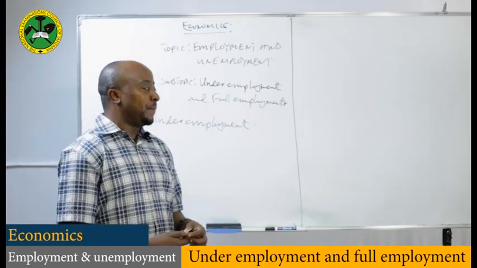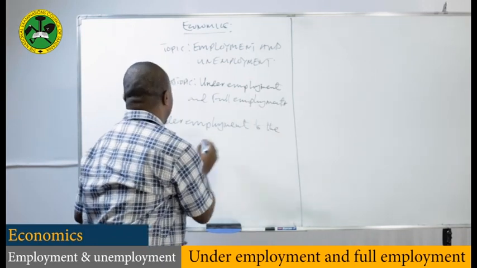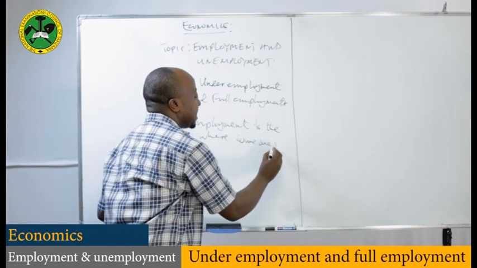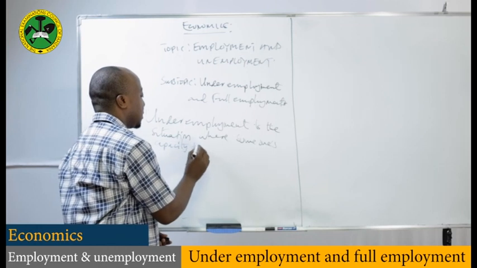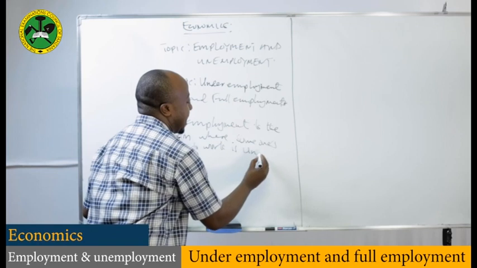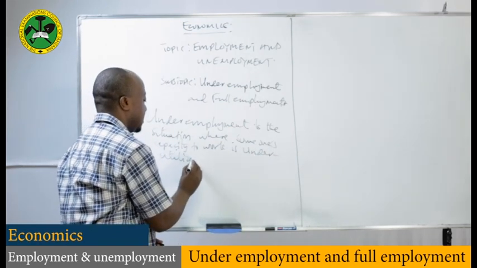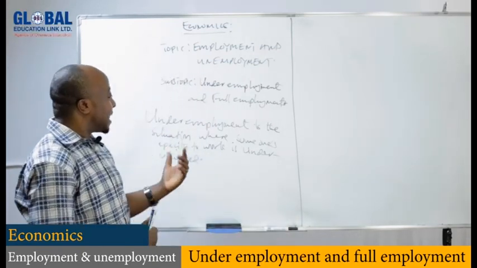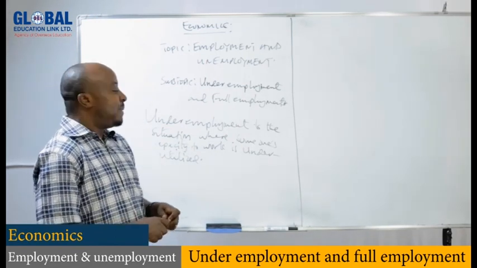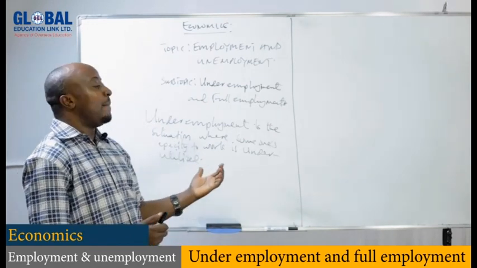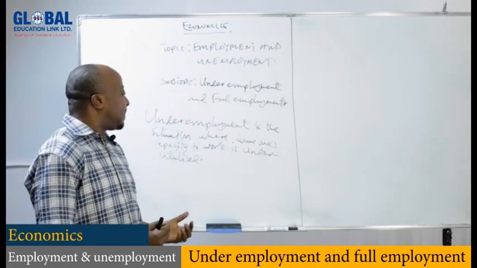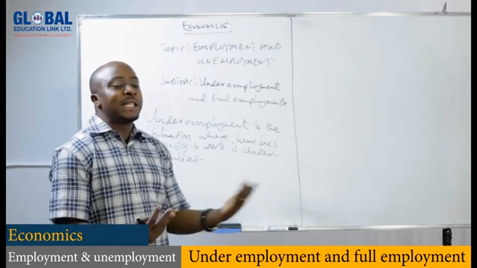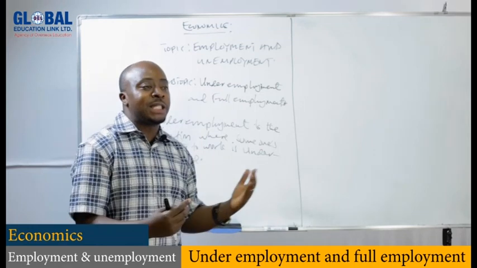Now, when we say underemployment, what do we mean? Underemployment is the situation where someone's capacity to work is underutilized. That is the meaning of underemployment. That is a situation where someone's capacity to work, someone's ability to work, is underutilized. What do we mean? It means this person has the ability to work for 10 hours, but is now working below 10 hours. That is underutilization of that ability, because this person is capable of cultivating a farm a day, maybe for 10 hours, for 11 hours, but the employer has employed him and he is working only for 6 hours. That is underutilization of someone's capacity, because your capacity is not yet utilized.